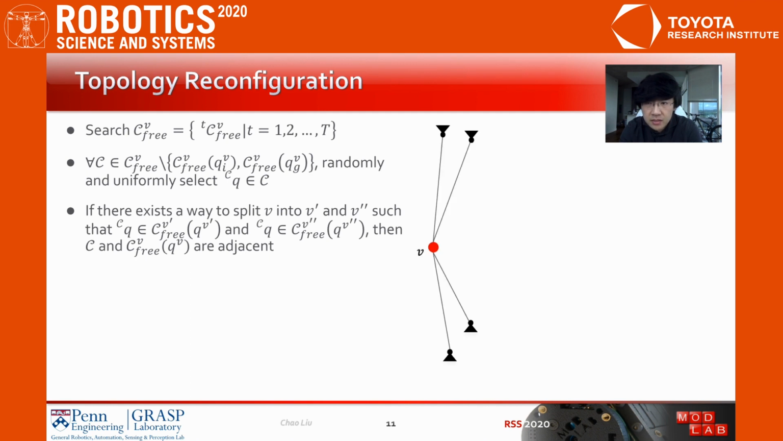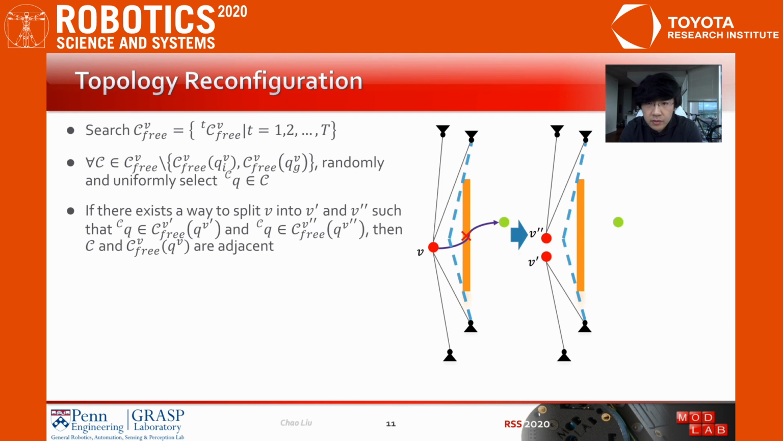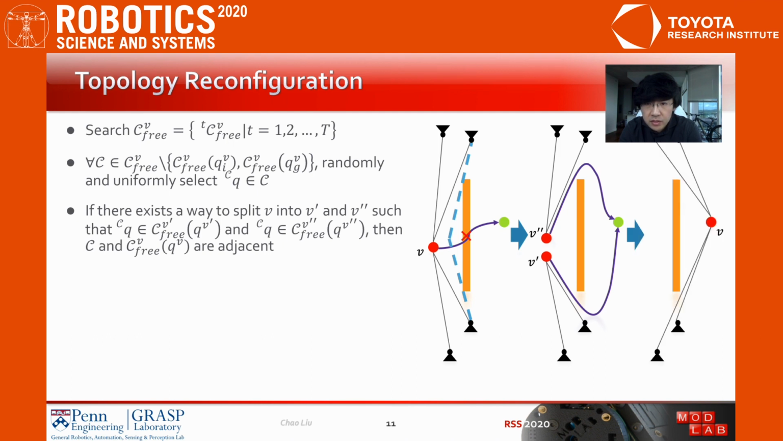For example, in this 2D case, here is a yellow obstacle, and the red node is controlled by 4 actuators. The node cannot go beyond these blue dashed lines, so there is no way to go to this green location. However, we can split this node into two so that the blue dashed line boundary disappears, and these two new nodes can approach the green location and finally merge there.